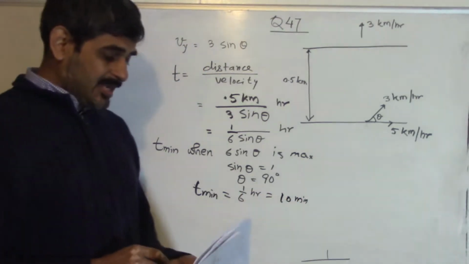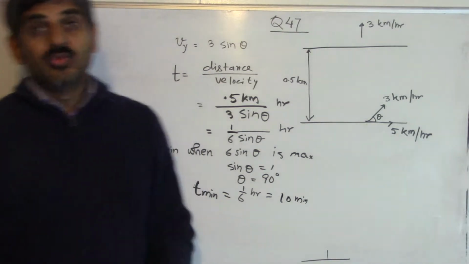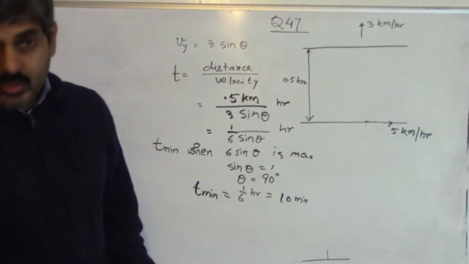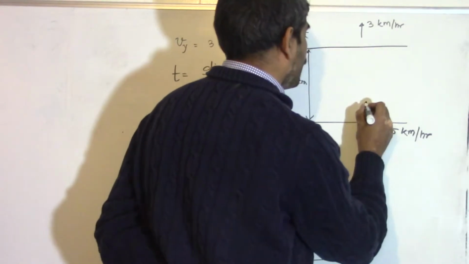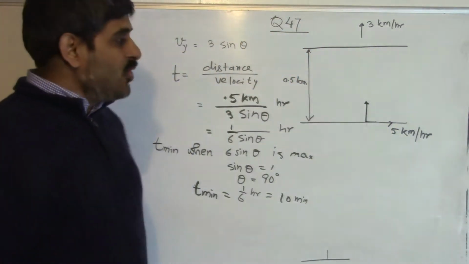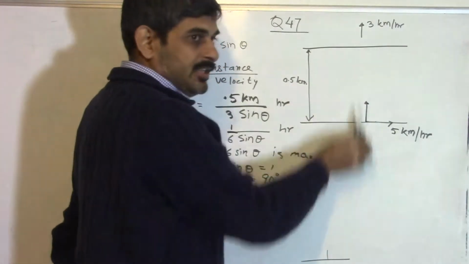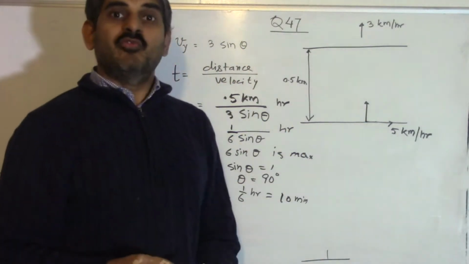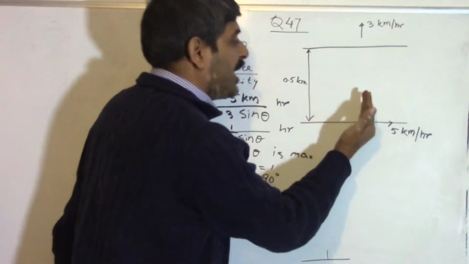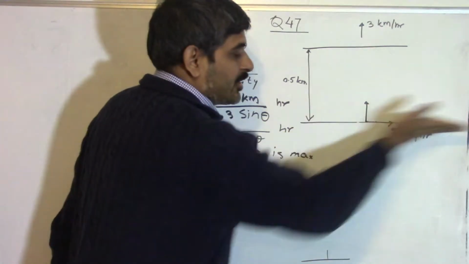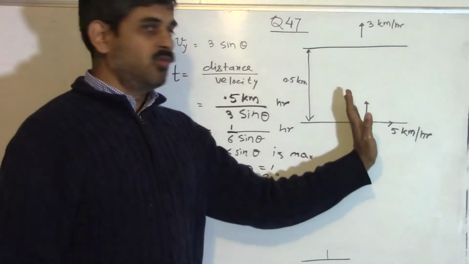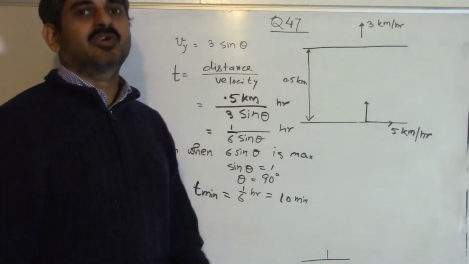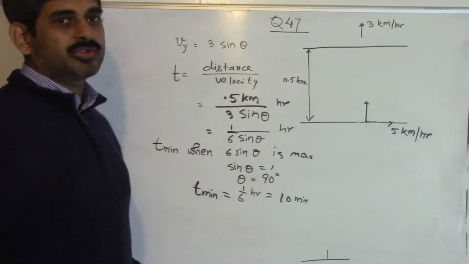What it means is that anytime you want to cross the river, all you have to do is try to go perpendicular. Your angle has to be 90 degrees. If you are not in this direction, if you are bending either here or here, you are not giving your full effort to crossing the river. A part of your effort goes along the river or against the river, but it's not helping you cross the river in the quickest possible time. So this is question number 47.